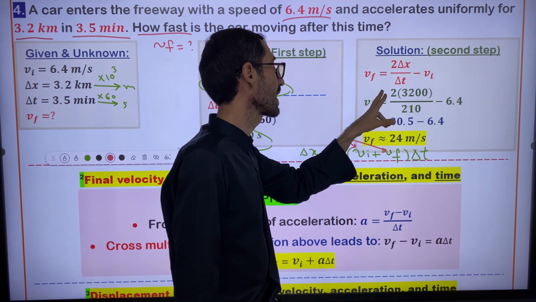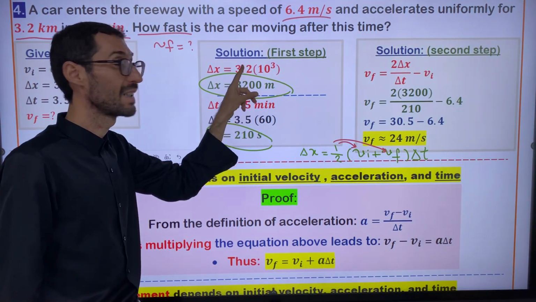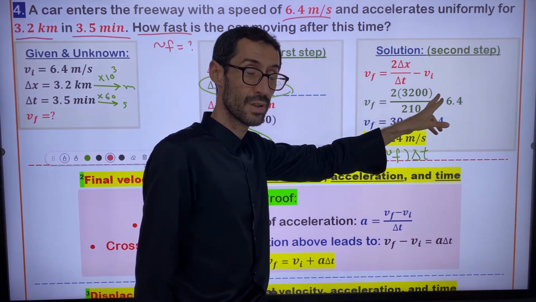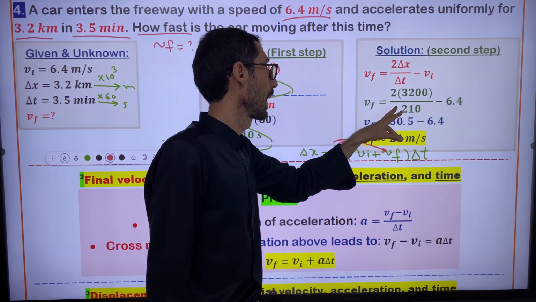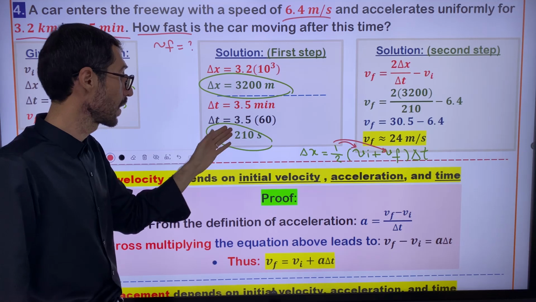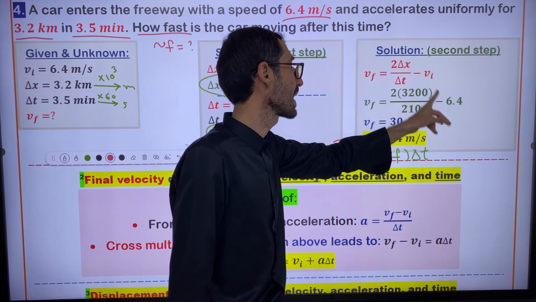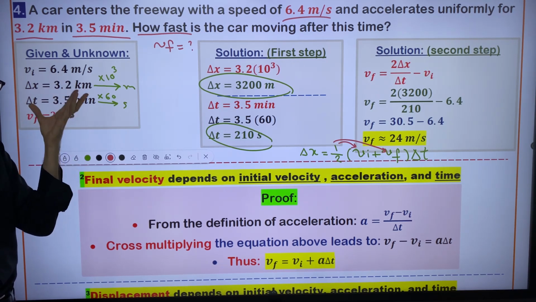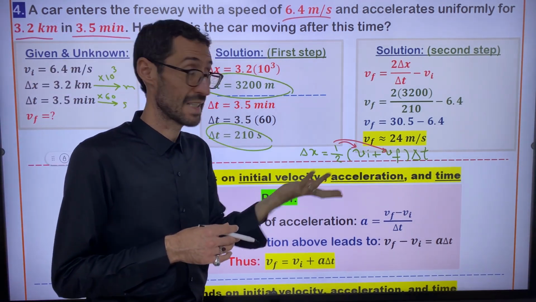Right. V final is equal to 2 times delta x. We converted the delta x from kilometers to meters, so 3,200 is valid in this question, divided by delta t. Delta t is 3.5 minutes, but we converted it to 210, right? Minus 6.4. The initial velocity does not need any conversion because it's given in a unit that is valid in SI.